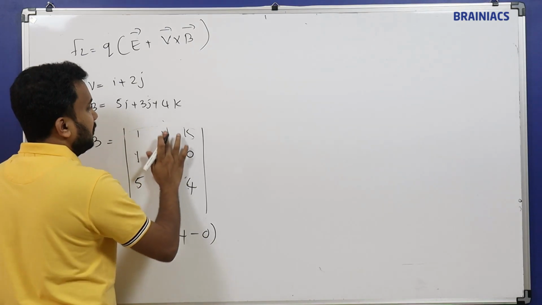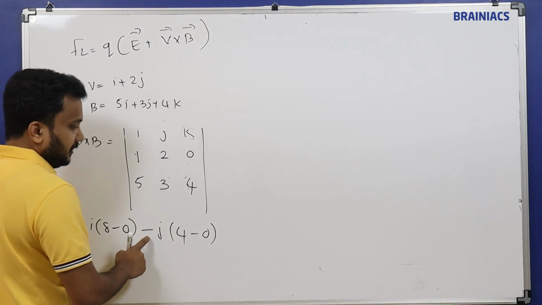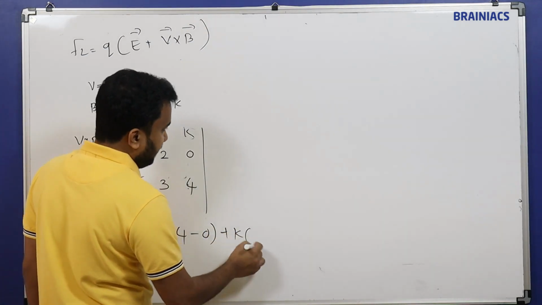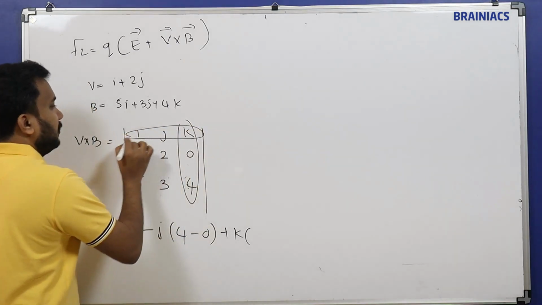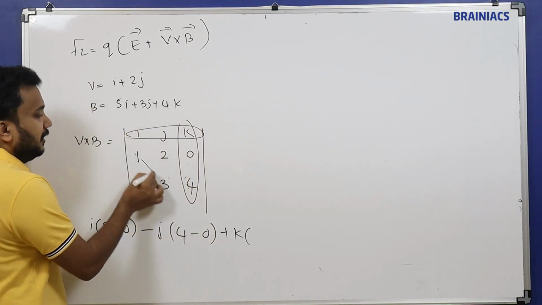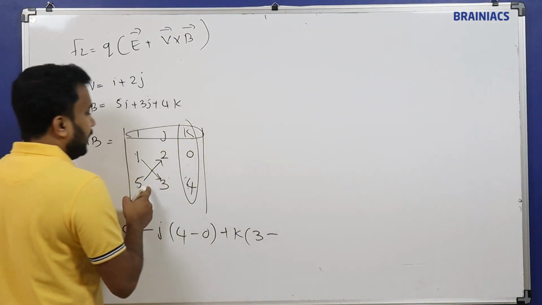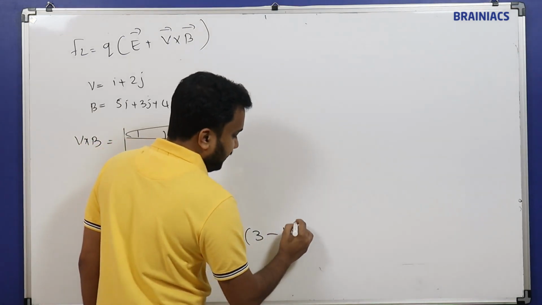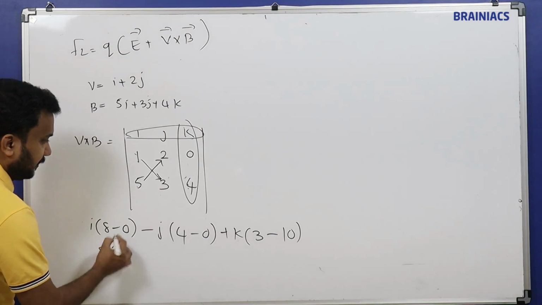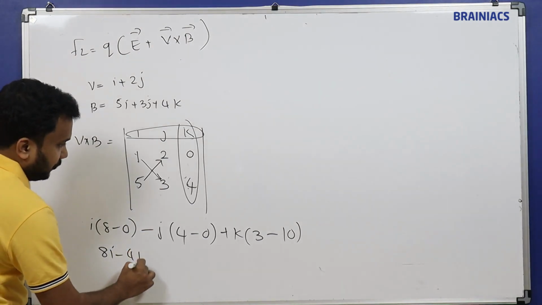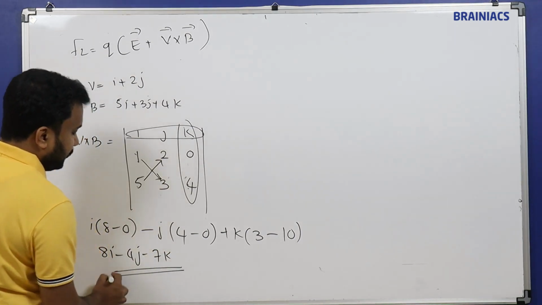And the last one is for k. First is plus, second is minus, third is plus k. So for k, cross out its row and column: 1 into 3 and 5 into 2. 1 into 3 is 3, 5 into 2 is 10, so 3 minus 10. That's all. So it becomes 8i, 4j, minus 7k. So I got this one.